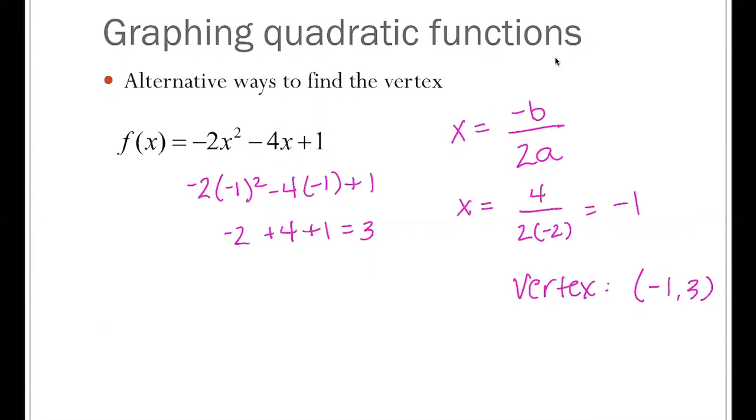This actually makes it fairly easy to write in vertex form as well, because whatever the a value is on your standard form is also the a value on your vertex form. So I'd have negative 2, and then I would have x minus a negative 1, which makes it a positive 1, squared minus 3. And that would be your vertex form.